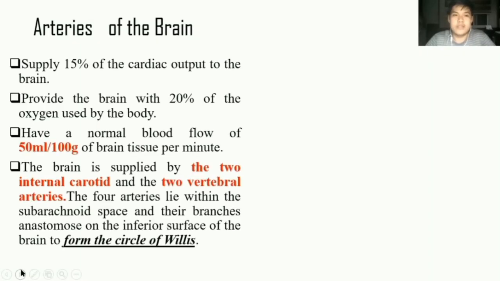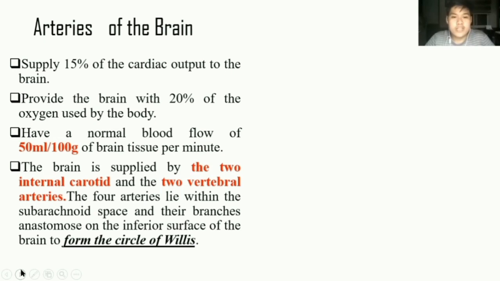Okay, let's start. The arteries of the brain supply 15% of the cardiac output to the brain. So the brain receives about 15% of the resting cardiac output and accounts for 20% of the oxygen used by the body. Our brain has a normal blood flow of 50 milliliters per 100 grams of brain tissue per minute. And the brain is supplied by two sets of branches from the dorsal aorta, namely the internal carotid arteries and the vertebral arteries.